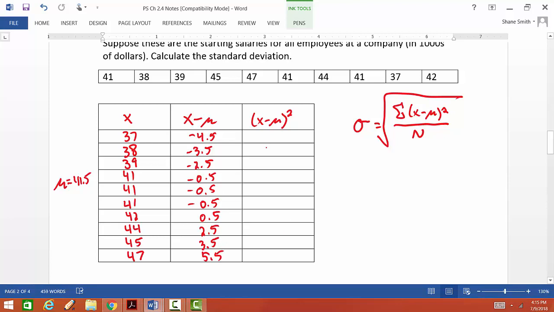Then we square all of these numbers, so we get 20.25, 12.25, 6.25, 0.25, and so on, then 6.25, 12.25, 30.25.